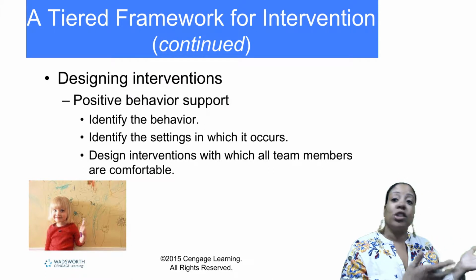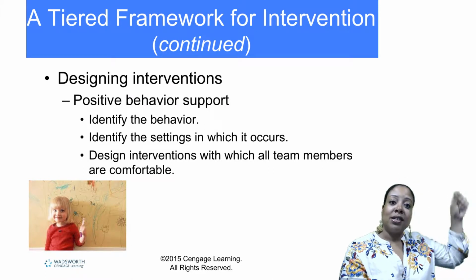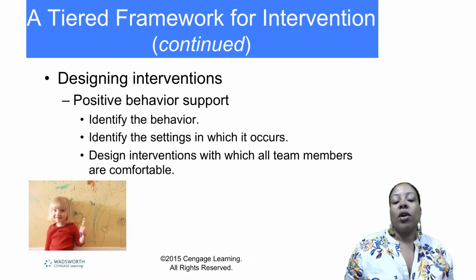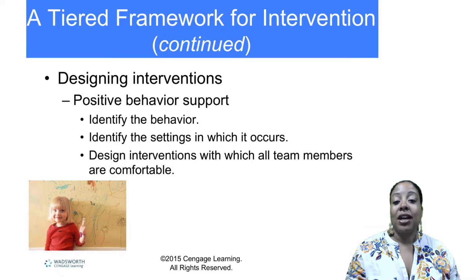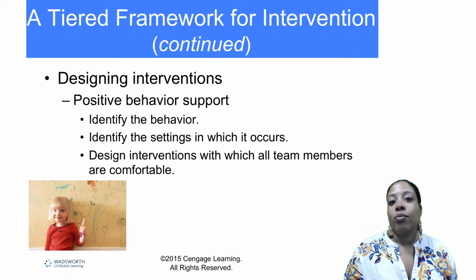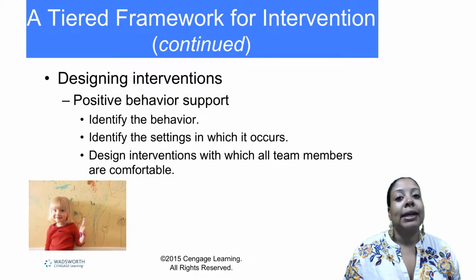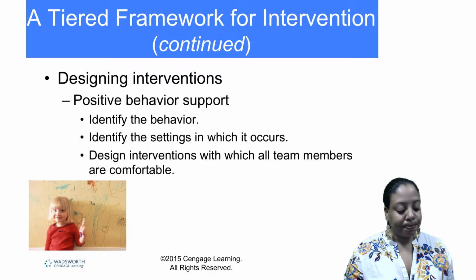Identify the setting in which it occurs. So when is this artistry writing on the wall happening? And then if we were working with our team members, what are some interventions that we would create so that everyone feels comfortable with the process and the outcome? Because again, if we're not all on board, then we're less likely to consistently implement them.